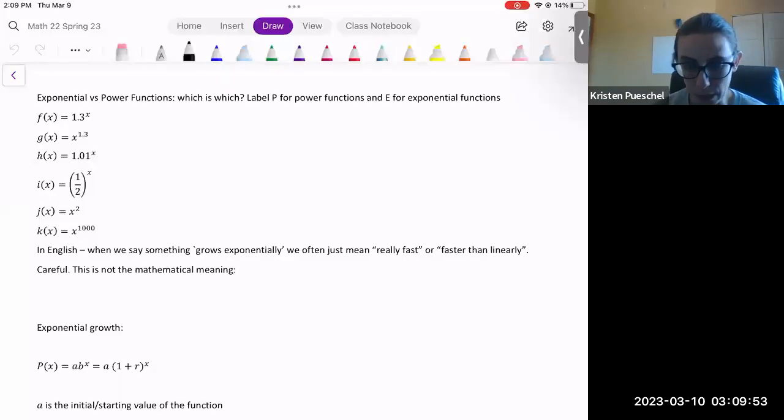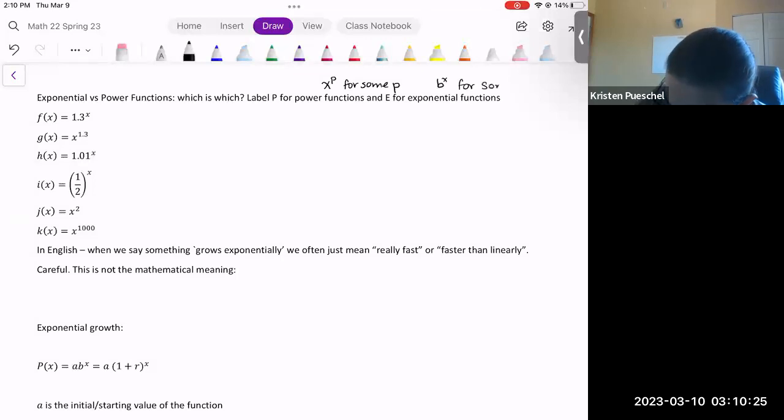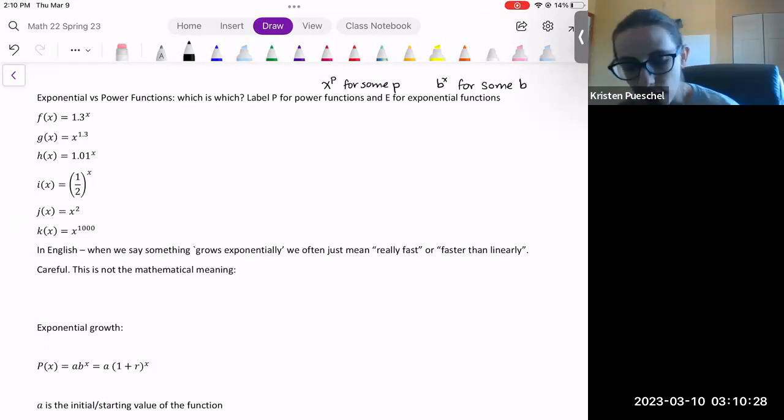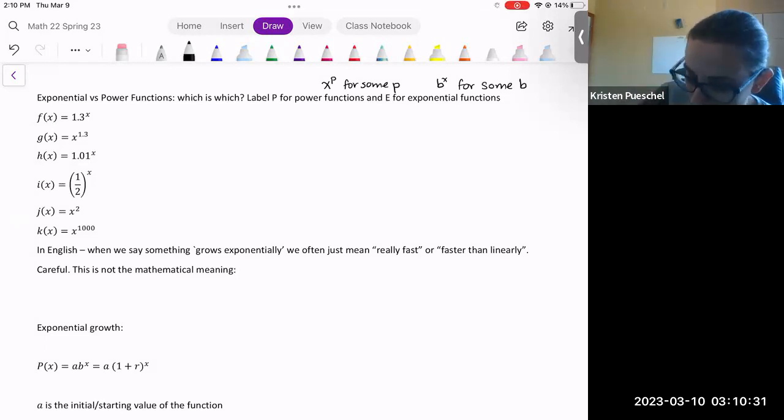So it's important to be able to distinguish between exponential functions, where our inputs go up top in the exponent, and power functions, where we have x and we're raising it to some power. So what I'd like you to do is take a moment to look over these guys. When we see a power function, it's going to look like x to the p for some p. When we see an exponential function, it's going to look like b to the x for some b. So the important thing is where our input is going.